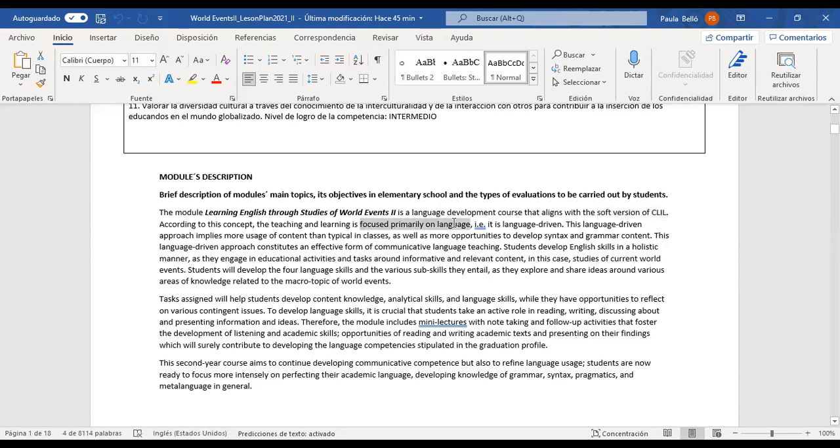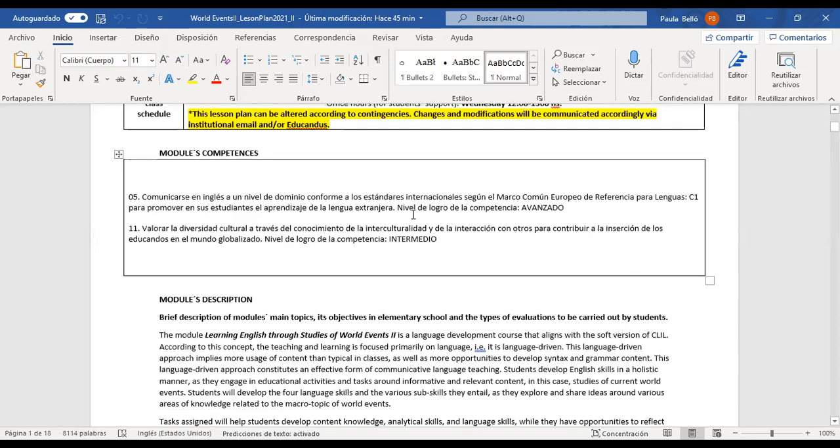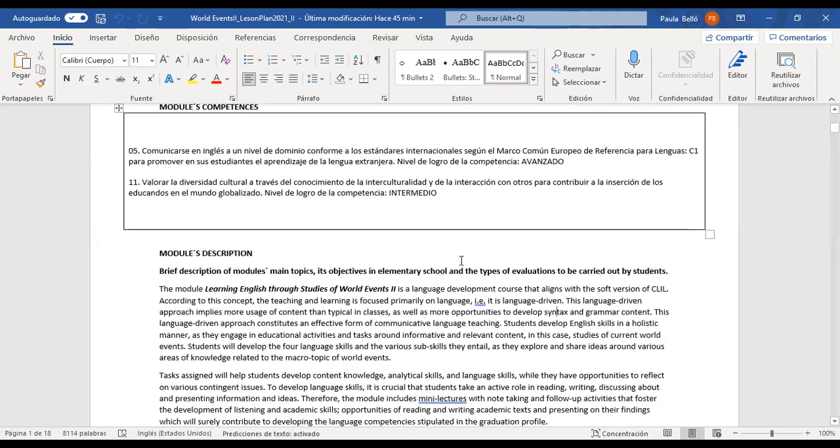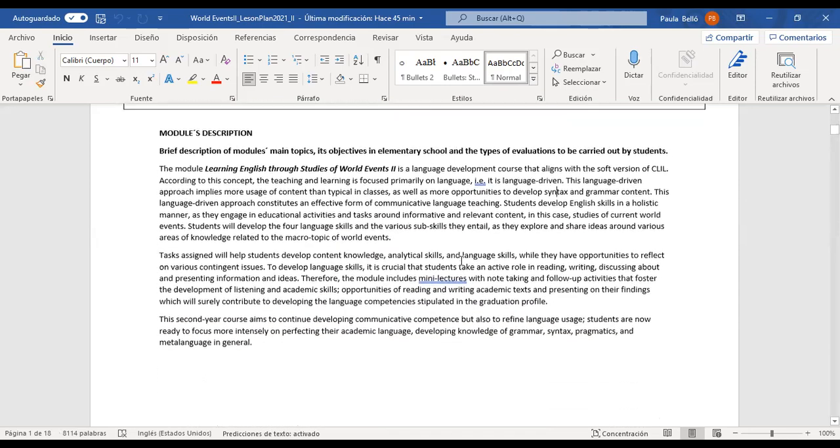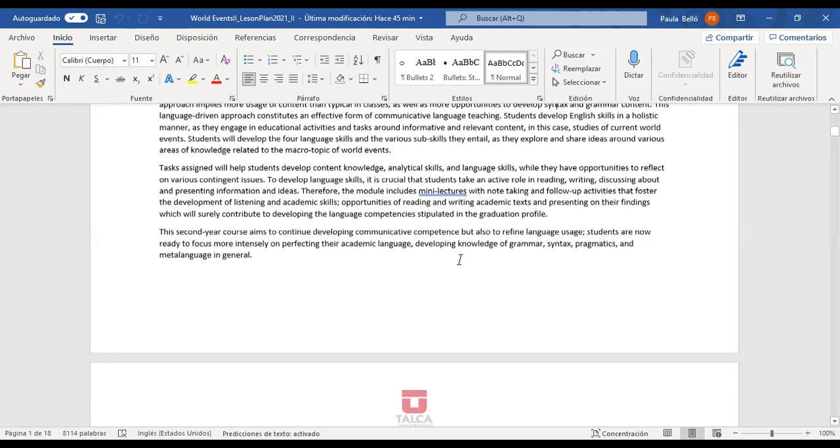We are focusing on language, and that is why it is language driven. We are learning grammar, syntax, vocabulary, semantics, pragmatics, everything related to language. But we are talking about topics related to current events in history. Yes. So this is interesting for you to revise.